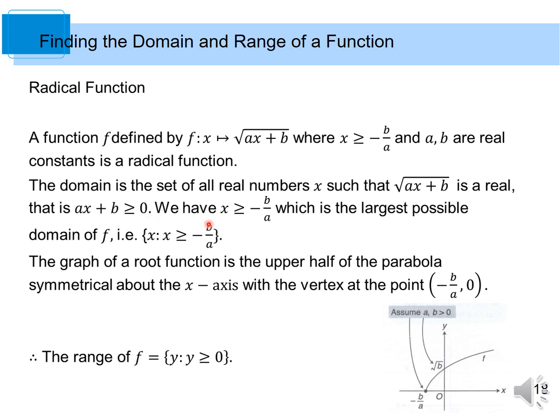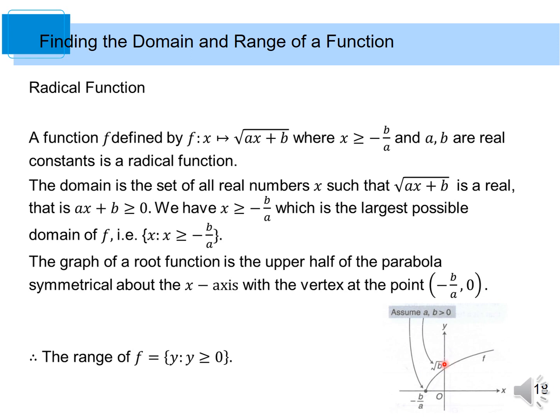And so we have x ≥ −b/a, which is the largest possible domain of f. After you obtain the x value, you can write your domain in this form. The graph of a root function is the upper half of a parabola, symmetrical about the x-axis, with the vertex at the point (−b/a, 0). So this is the curve of a radical function.